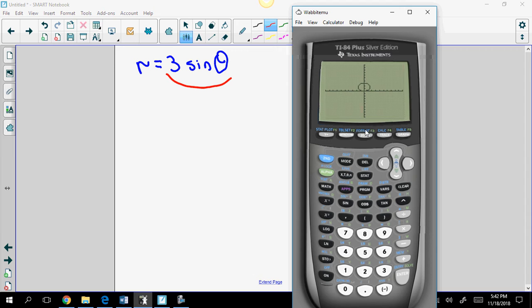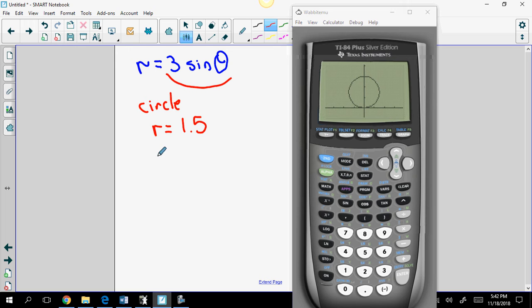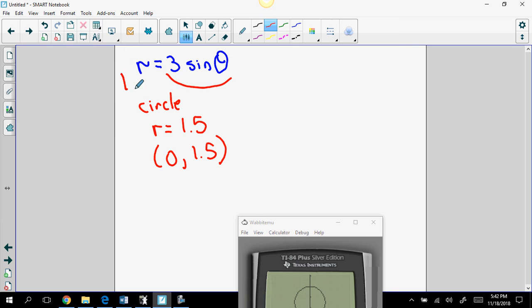So it looks like it's kind of a circle. Let's zoom in. Let's go up a little bit. Let's zoom square. Oh, it's definitely a circle. So it's a circle. Radius equals, I think, 1.5. The center is 0, 1.5. So that's a good equation. I didn't know it was a circle.